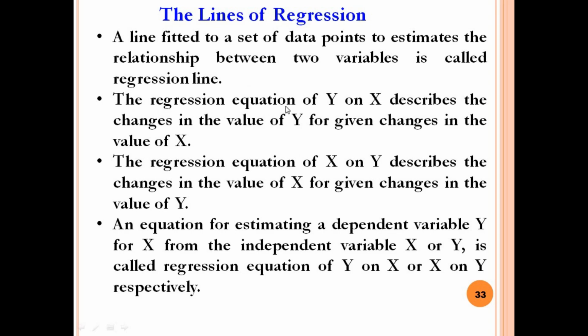The regression equation of y on x describes the changes in the value of y for given changes in the value of x. The regression equation of x on y describes the changes in the value of x for given changes in the value of y. An equation for estimating a dependent variable y from the independent variable x, or x from y, is called the regression equation of y on x or x on y respectively.